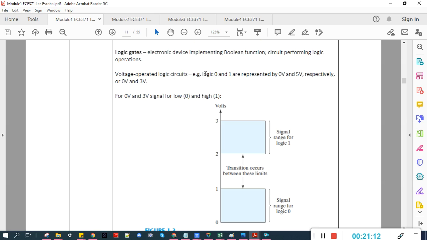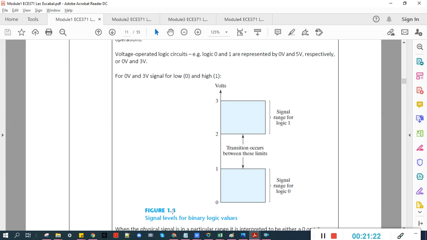And for logic 0, it's 0 volts for both. We have here in figure 1.3 signal levels for binary logic values. Here it's using 0 to 3 volts. There's a certain range where you can consider it to be logic 0 or 1. For example, for the technology that uses 0 to 3 volts, the range 2 to 3 volts is considered as logic 1, and the range 0 to 1 volt is considered as logic 0.